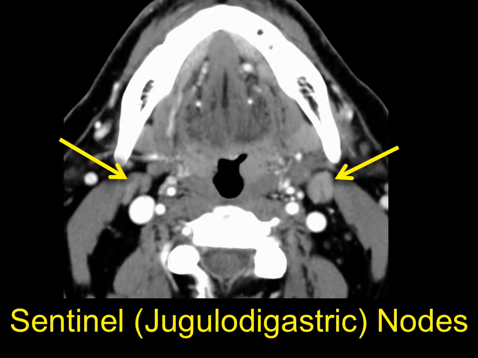There are some lymph nodes that are given special names based on their location. One of those is the sentinel or jugulo-digastric lymph node. That's the node at the top of the triangle. These are often the largest in upper respiratory infections, but we see they still have a nice kidney bean shape.